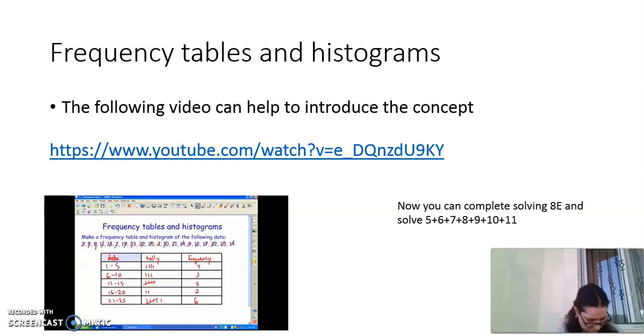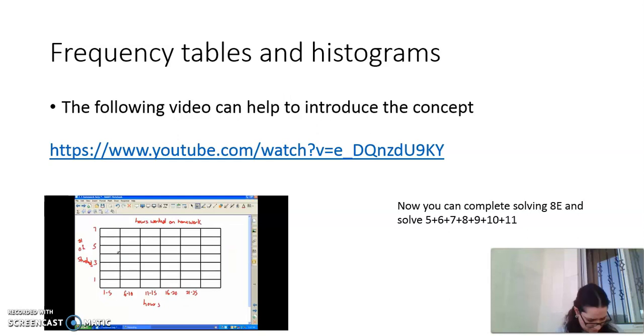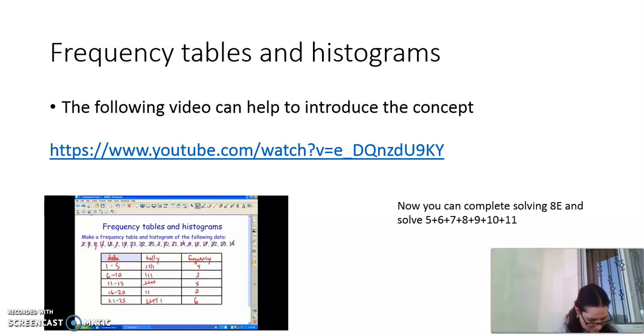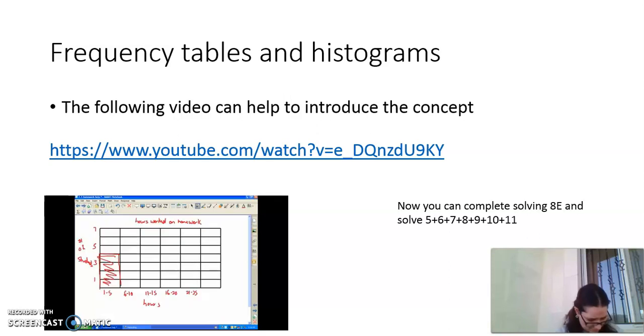So the first interval had a frequency of 4. So this bar will come up to 4. Now the difference between a histogram and a bar graph is that in the histogram the bars actually touch each other. So my next interval had a frequency of 3. So touching this bar coming over here is the next one. The third interval had a frequency of 5. So I'll bring this one up to here. My fourth one had a frequency of 2. And that touches off of that bar.